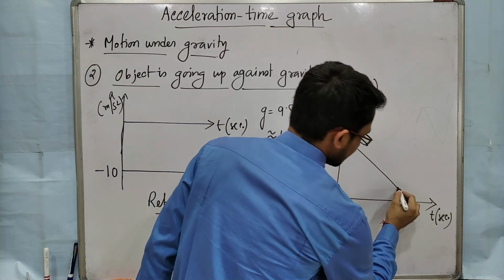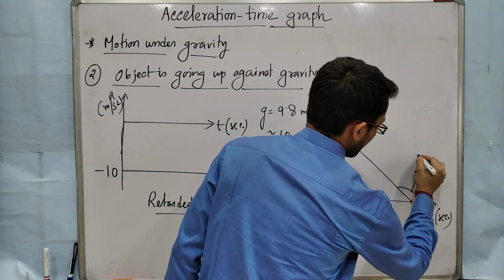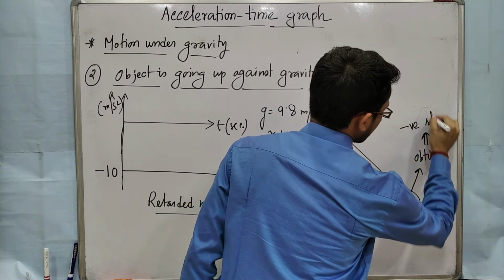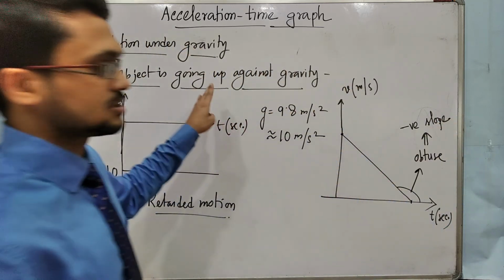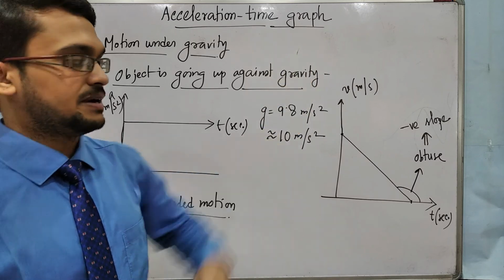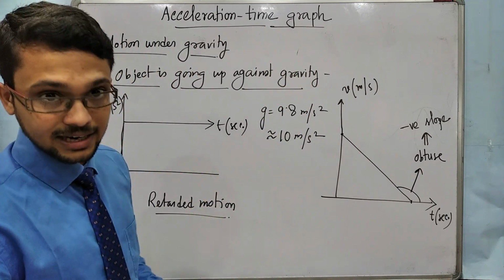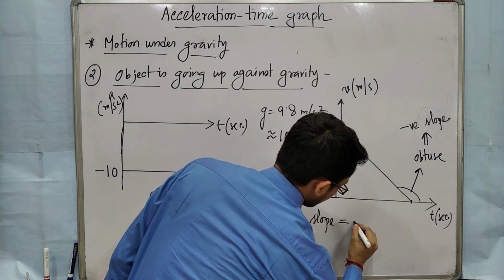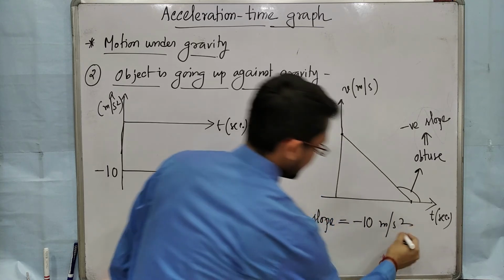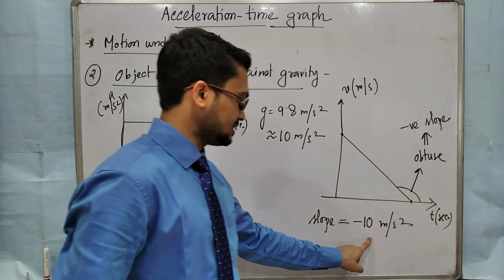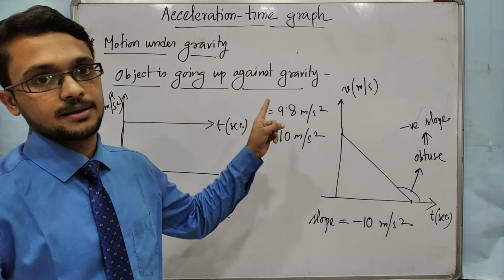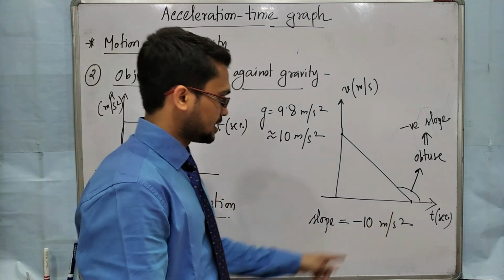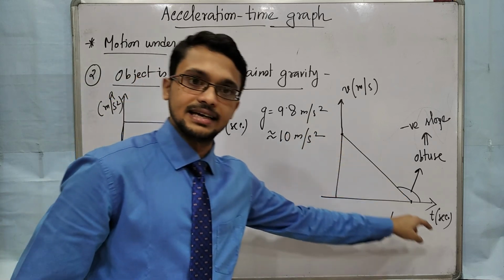Okay, and this angle here, obtuse angle, means negative slope. Okay, here the object is going against gravity. Against gravity means retarded motion. So this slope is equal to minus 10 meter per second square, negative slope. Okay, slope will be minus 10 meter per second square in this case only. Okay, so at this rate the velocity is decreasing.